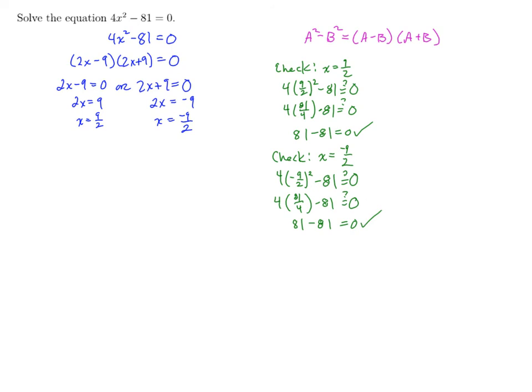So at this point, I've checked both of those proposed solutions, so I can state that the solution set is the set containing 9 halves and negative 9 halves. And I write that set by writing a curly bracket with 9 halves and negative 9 halves in it, separated by a comma.